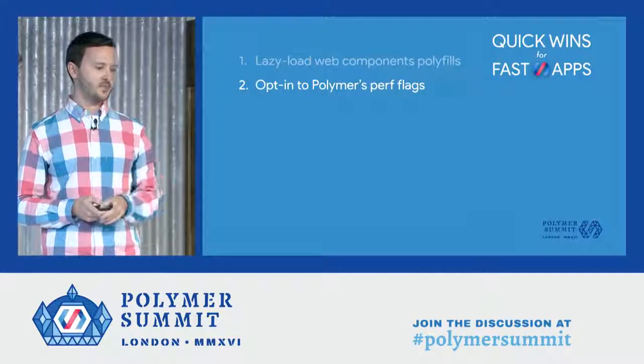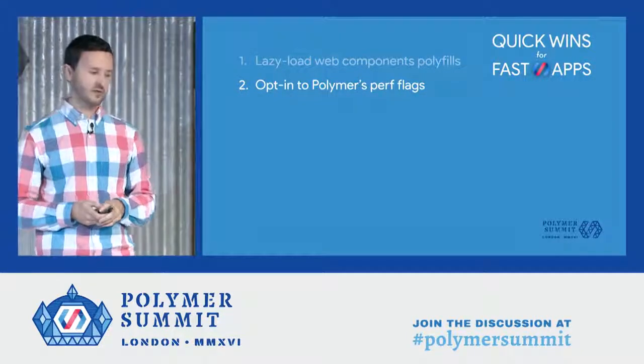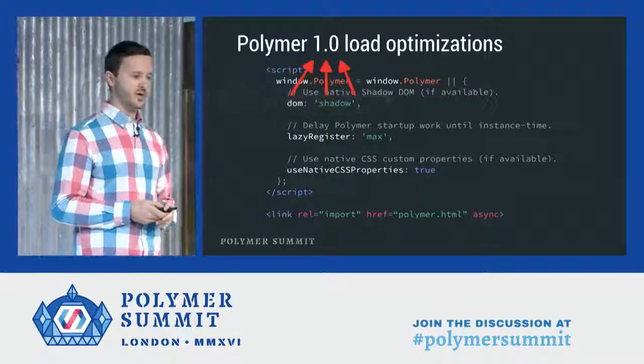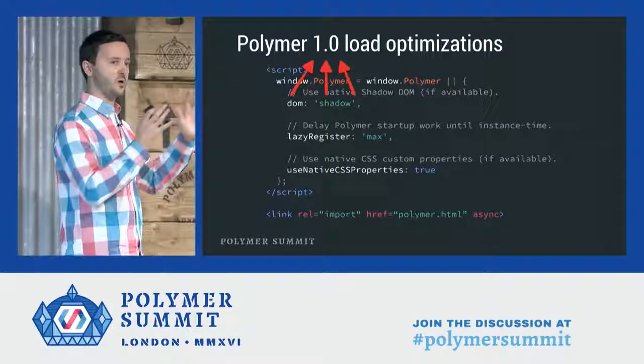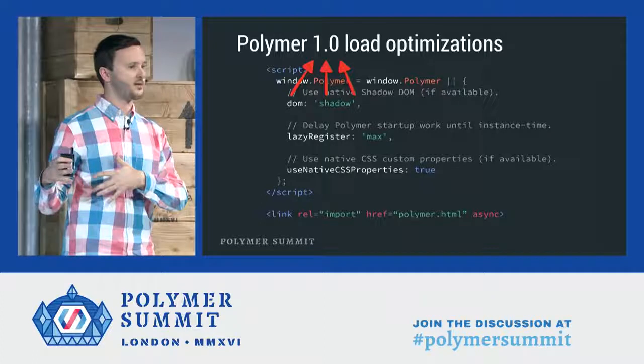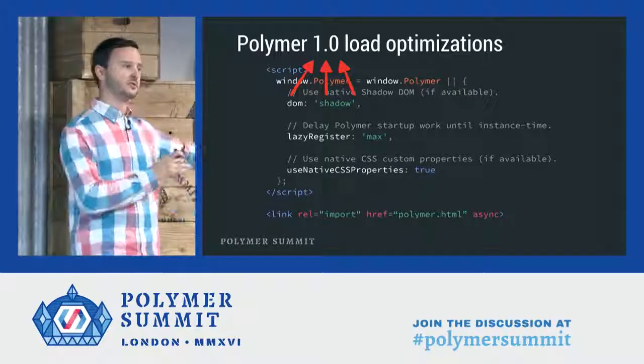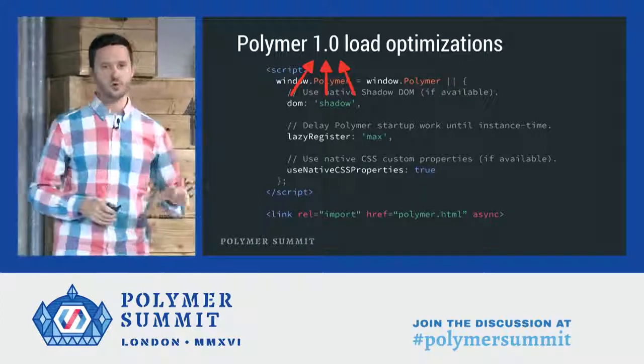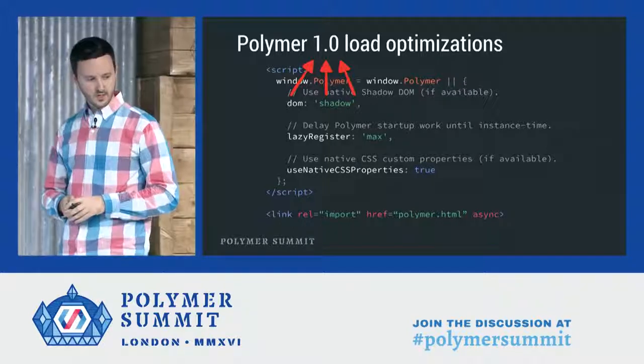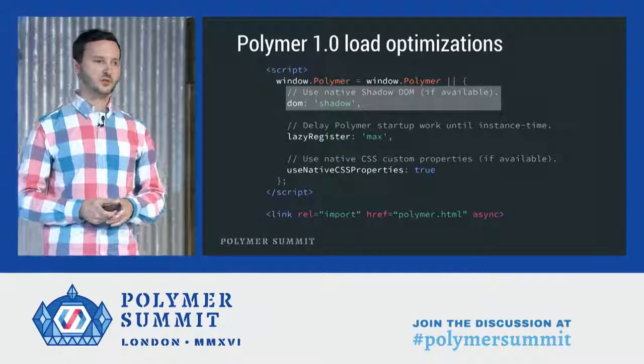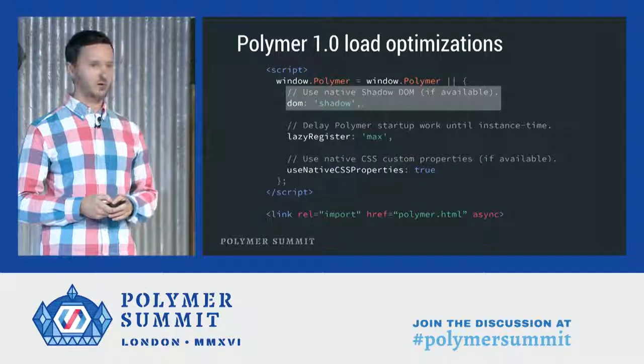Number 2 is opt in to some of Polymer's performance flags. So FYI, by the way, this is Polymer 1.0. This is not 2.0, the new hotness. So 2.0, actually, you don't need any of this. It's on by default. But these are 1.0 flags that you can opt into. So the first thing you do is basically set up this object before Polymer loads, okay?